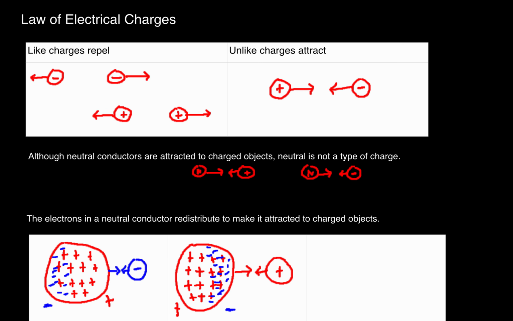If a neutral conductor is left alone, not near charged objects, the positive and negative charges will be equally distributed throughout it so that it has no overall charge.